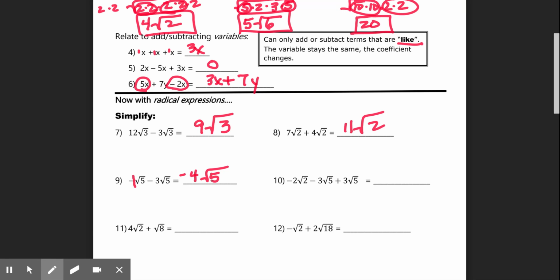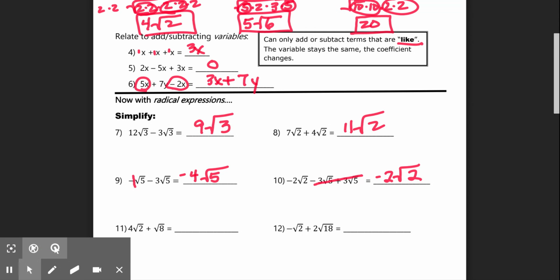Number 10, negative 2 square roots of 2 minus 3 square roots of 5 plus 3 square roots of 5. So a negative 3 square roots of 5 and a positive 3 square roots of 5 cancels out. So all we have left is negative 2 square roots of 2.